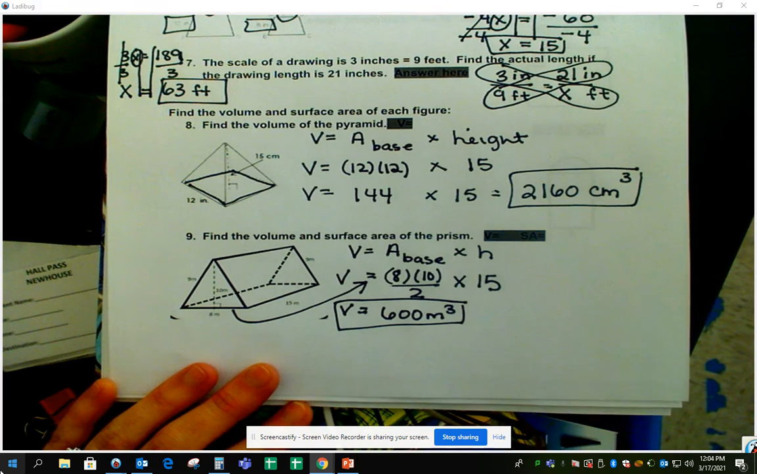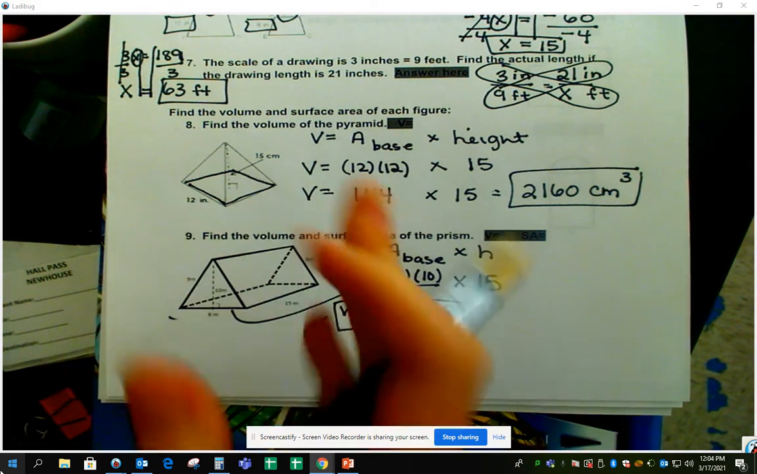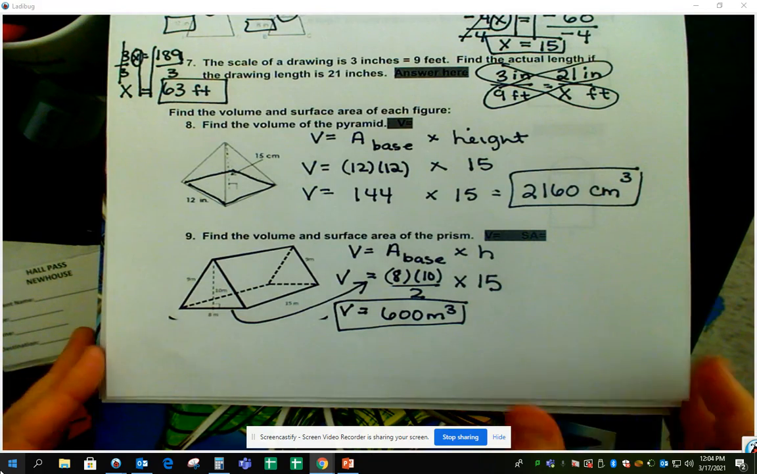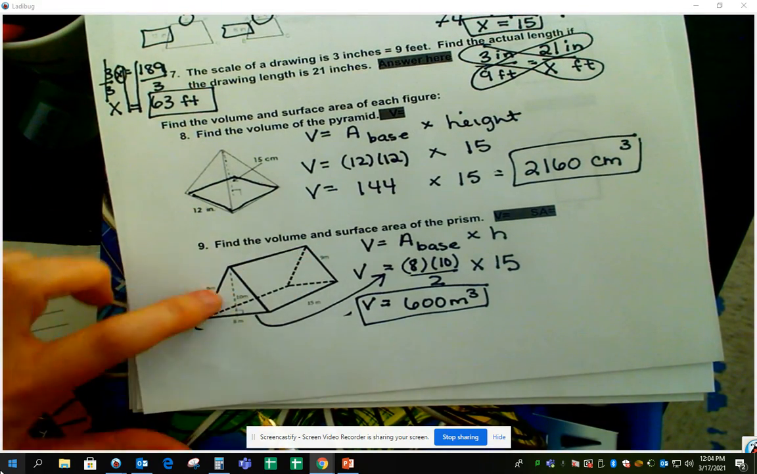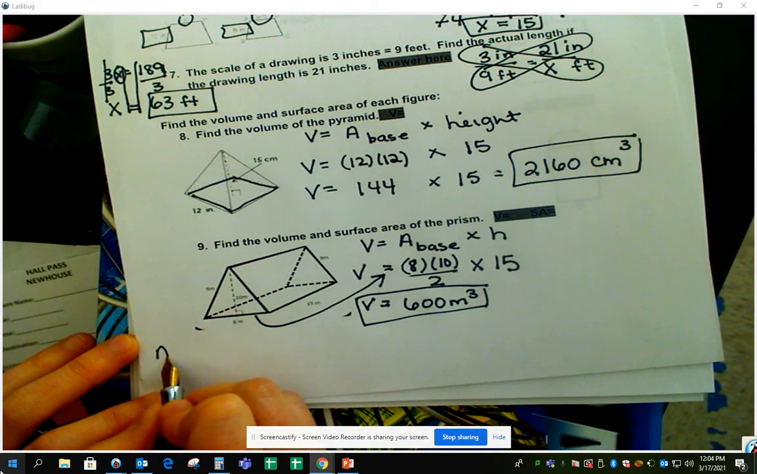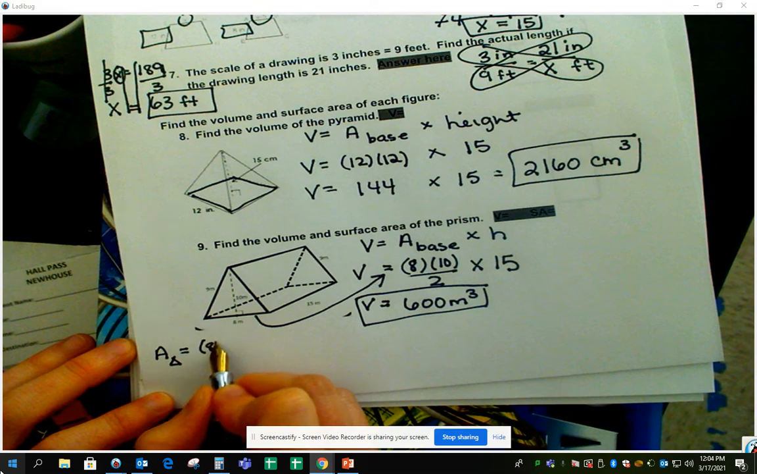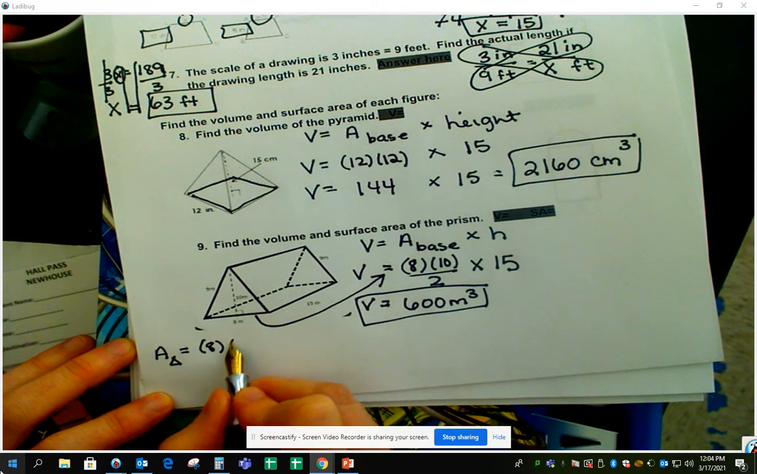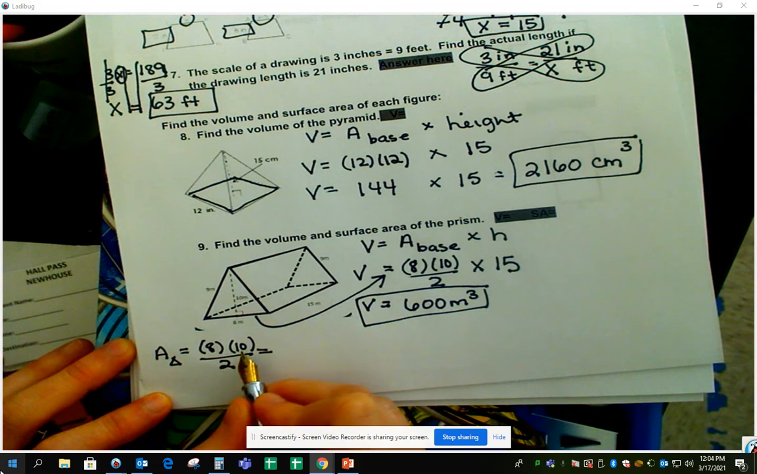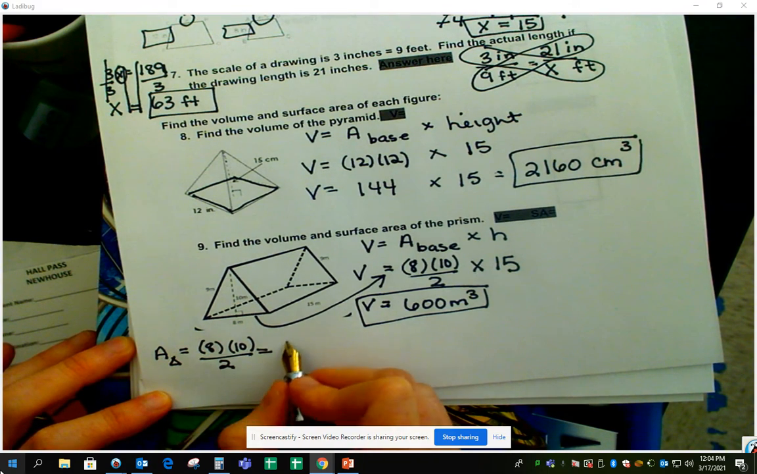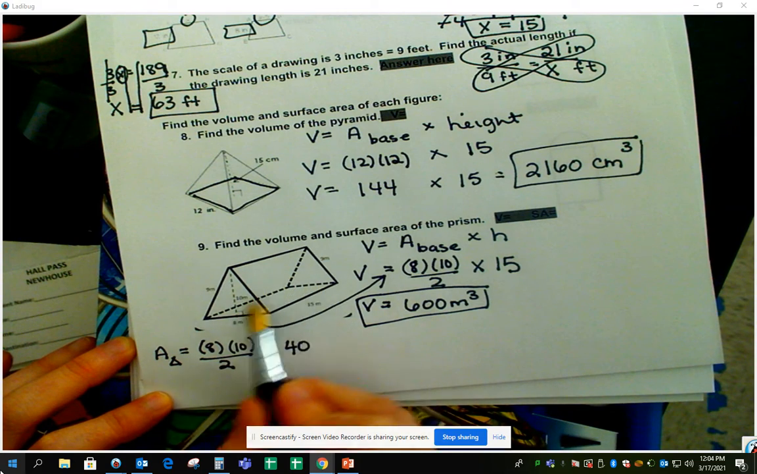Okay, now for surface area, remember we want to find the area of all the surfaces and then just add it up. So let's find surfaces that are like the triangle. There's 2 of those, right? So let's find the area of one triangle. That's base times height divided by 2. Okay, so 80 divided by 2, that's 40. And then there's these rectangles, and they're all the same.